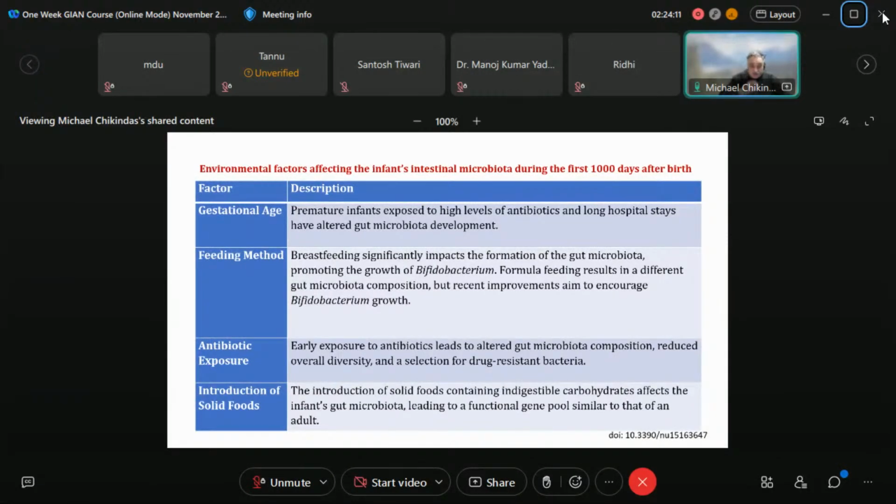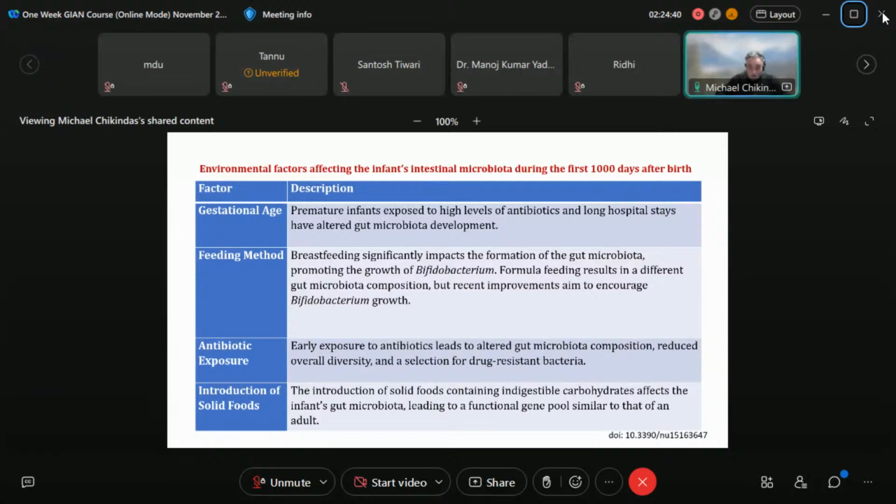Okay, factors affecting the infant's intestinal microbiota during the first 1,000 days of their life. Again, we have gestational age, with prematurely delivered infants. And of course, we have situations when antibiotics can also be used as a prophylactic treatment to prevent the development of infections. Of course, these will have a severe negative effect on the development of the resident microbiota.